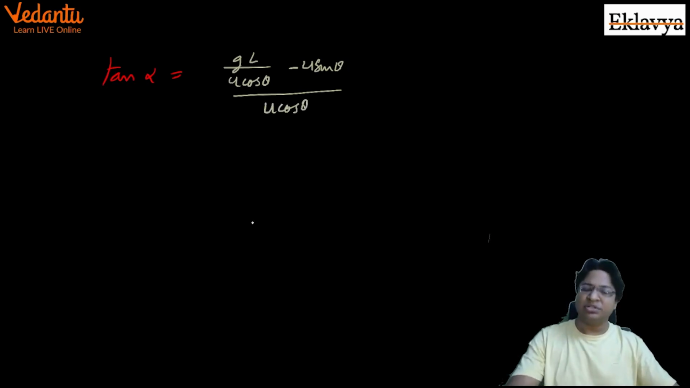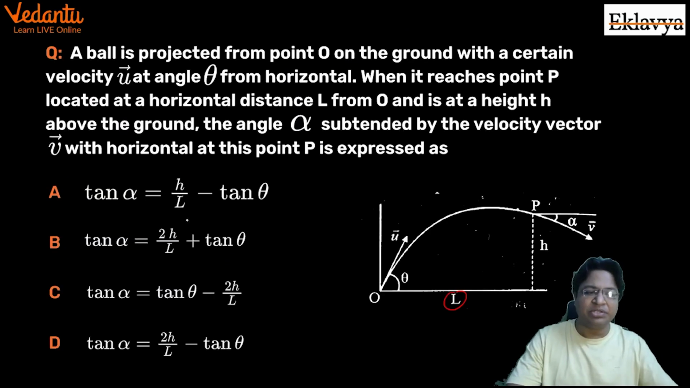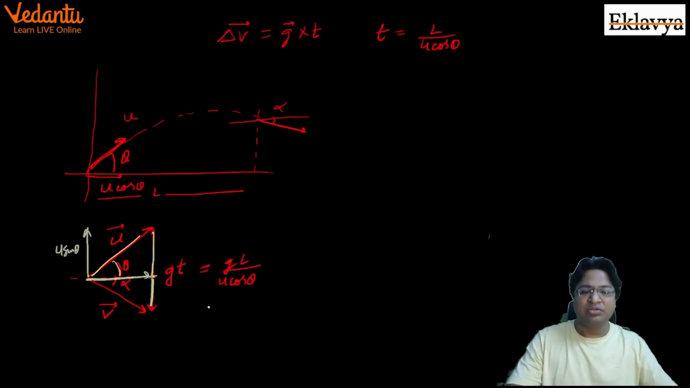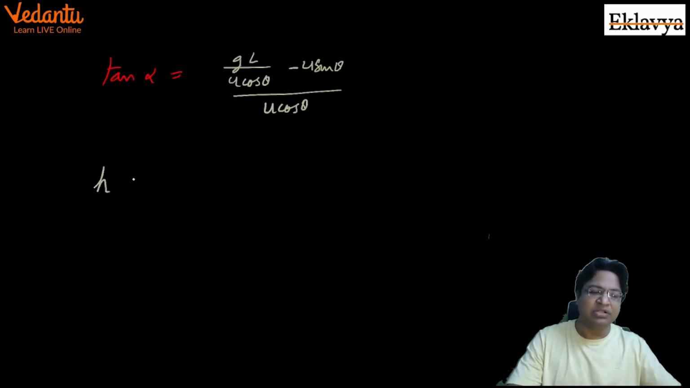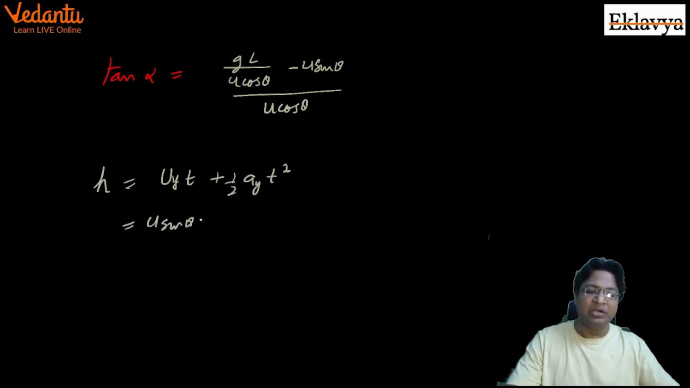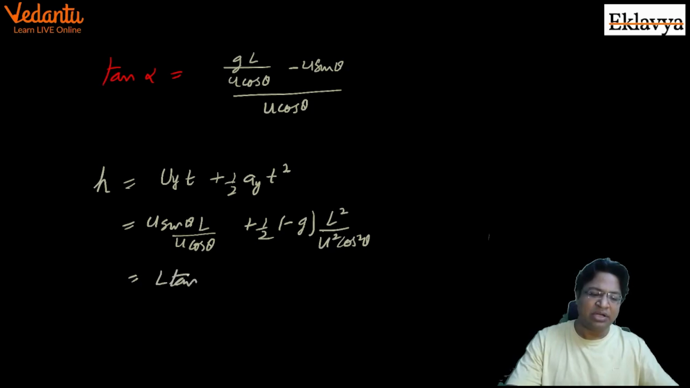So this is our answer, but when we check, the options are given in terms of h. So let me first write the value of h. Now h is the vertical displacement, which would be written as uy into t plus half ay into t square. So it would become u sine theta into t, where t was L upon u cos theta, plus half into minus g into t square, which is L square by u square cos square theta. So from here this becomes L tan theta minus gL square by 2u square cos square theta.